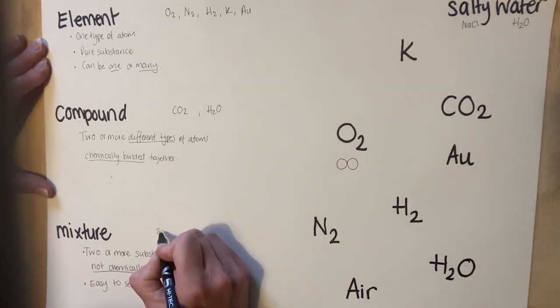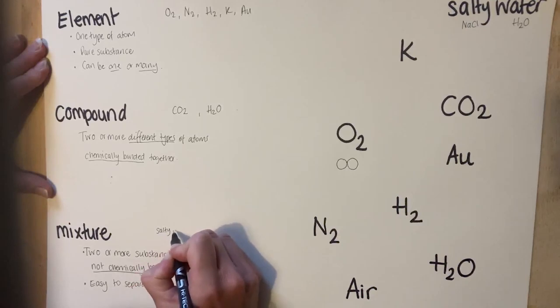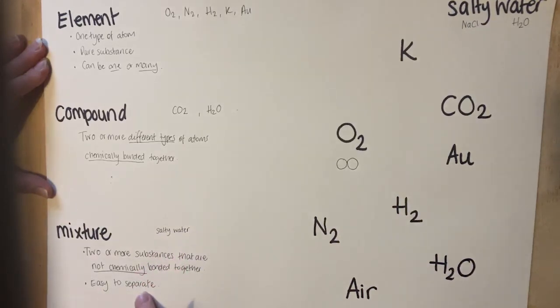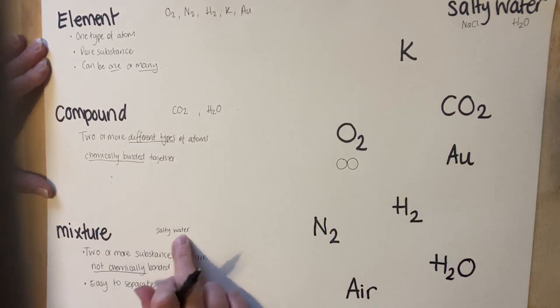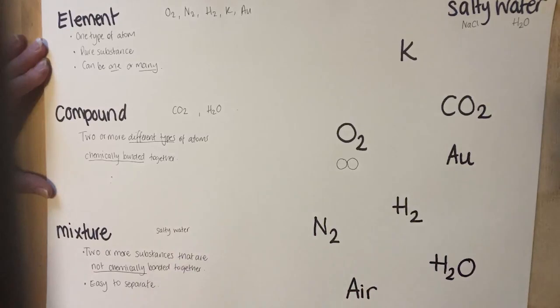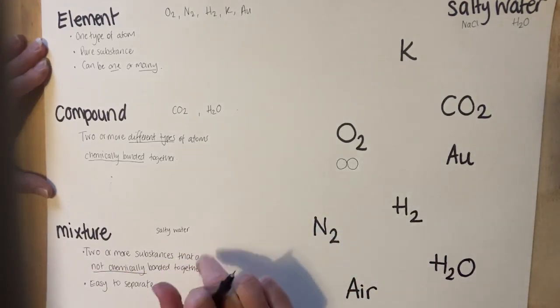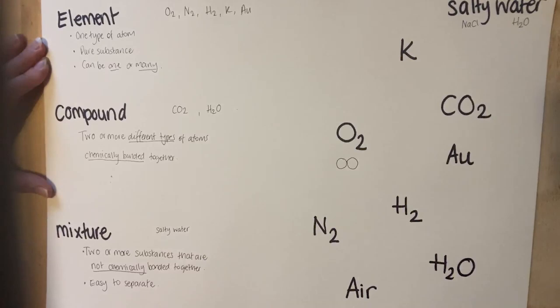So we can put here salty water. And it's easy to separate. If you've ever swum in the sea and you get out on a hot day and the water evaporates from your skin as you dry off, sometimes you're left with a salty residue. So the salt is left behind, which means it was quite easy for that salt to be separated from that water. And air. Air is a mixture.